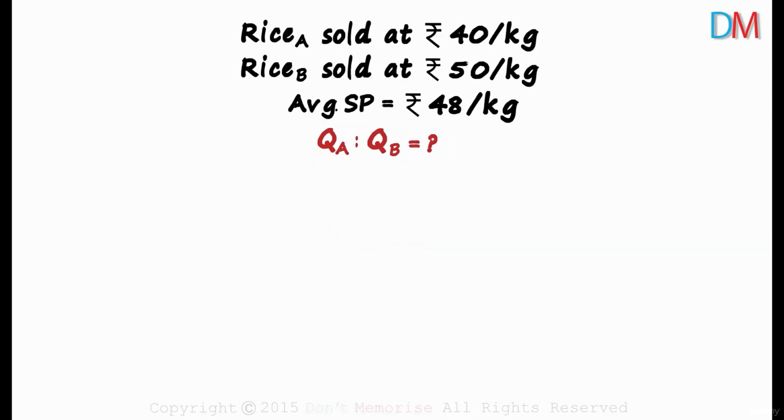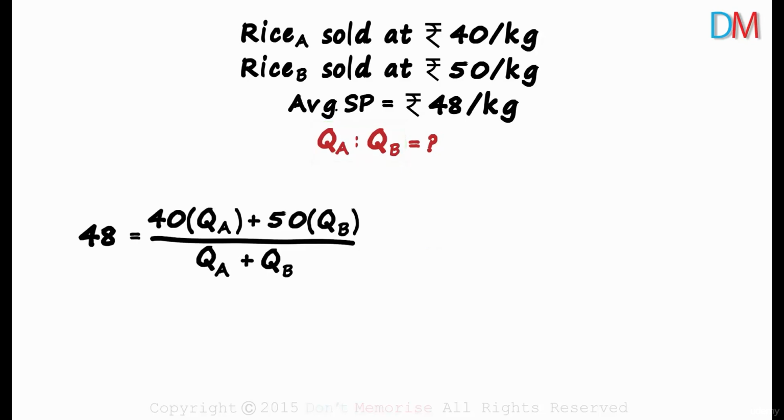But why? Let's say we use the weighted average formula to solve for the ratio of weights. This is what we get after substituting the values. This is the resultant average. 40 and 50 are A1 and A2, and the quantities are QA and QB. With this, it is possible to find the ratio, but it's very time-consuming. Let's see how alligation makes our life simple.